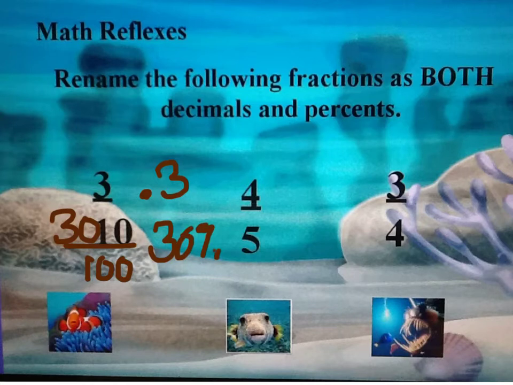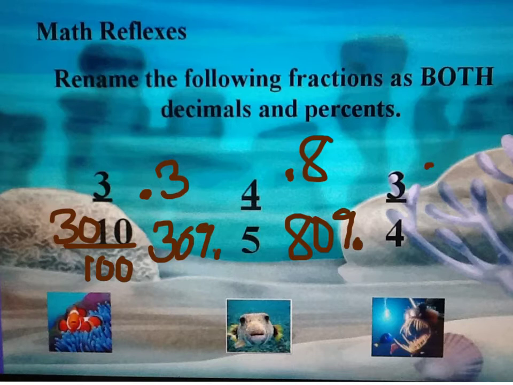Taking a look at 4/5, easiest if we get it out of tenths, which would be renamed as 8 tenths, looking like that, which would be 80%. 3/4, it's kind of one of those ones that you just need to know, or you can think about quarters. If I had 3/4, I would have 75 cents. And if that's out of 100, 75%.